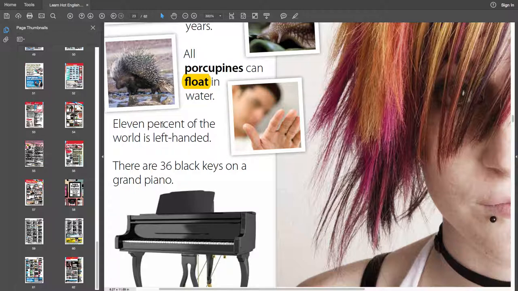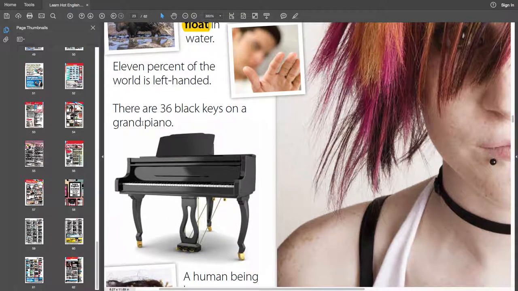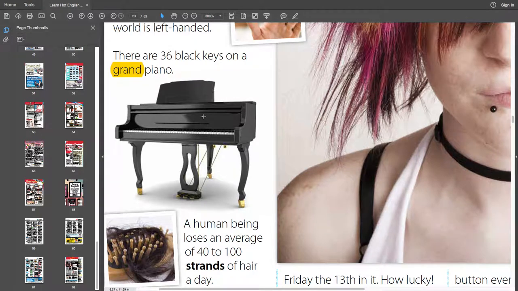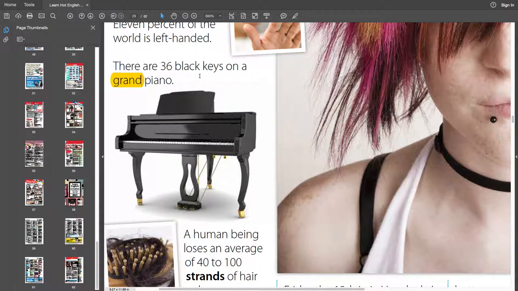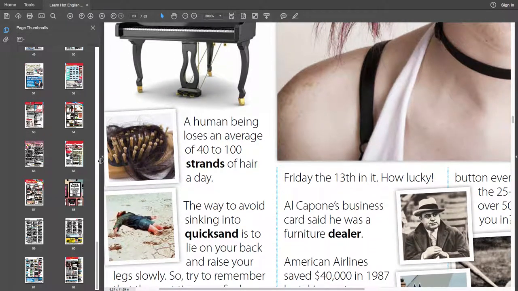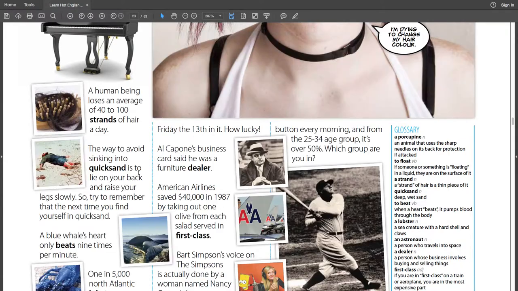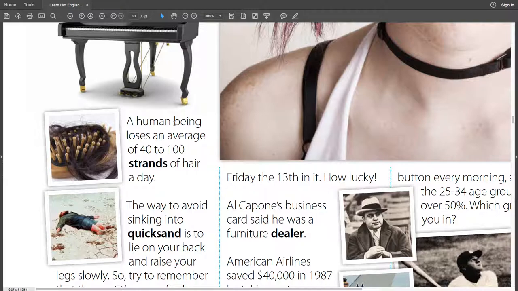11% of the world is left-handed. Wow, 这世界上呢有11%人是左撇子。There are 36 black keys on a grand piano. Grand 这个字可以认识一下，就是应该算是比较大的意思。比较大的钢琴呢，它有36个黑键在它的钢琴上。Okay, I don't know. I don't play the piano, so I don't know. But now I know. Okay, a human being loses an average of 40 to 100 strands of hair a day.